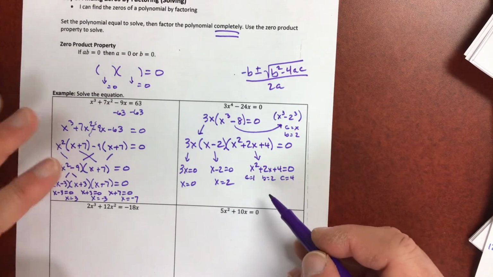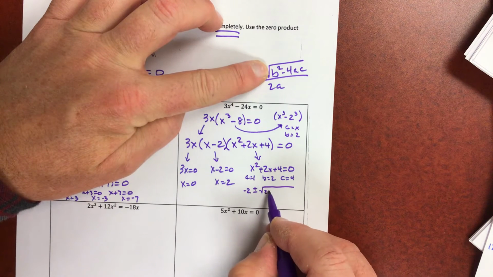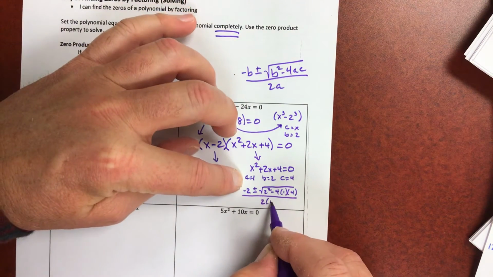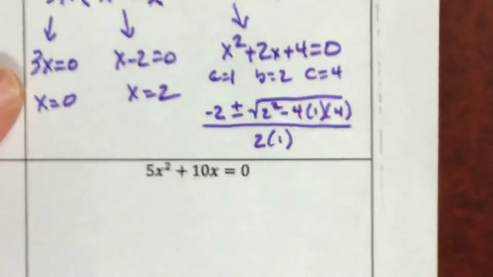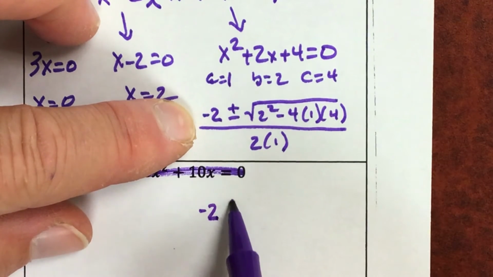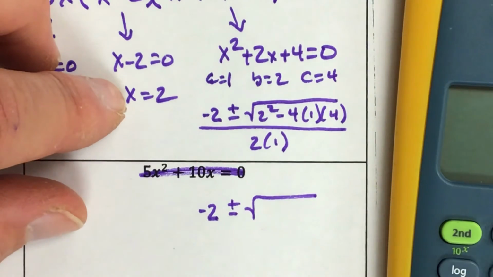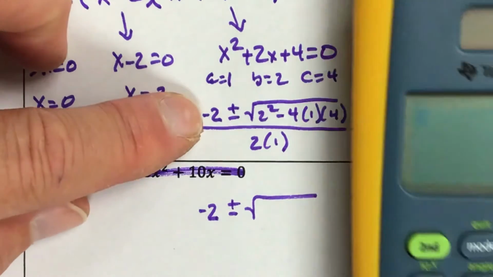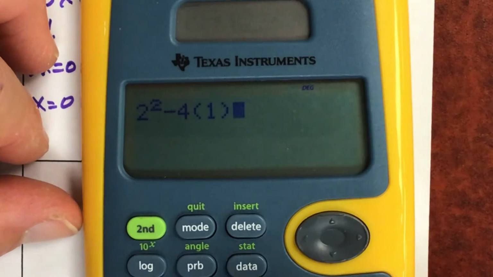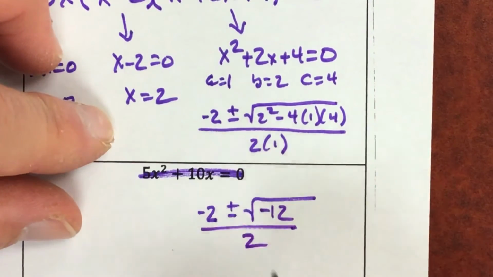So then we take this information and we plug it in. The opposite of b, so that's the opposite of 2, plus or minus the square root of b squared minus 4 times 1 times 4 all over 2 times a, which is 1. All right? So now I'm going to go ahead and knock this off, and bring this down here. This is opposite of b, which is negative 2, plus or minus the square root of, well, what's 4 minus 16. So again, if you put that into your calculator, 2 squared minus 4 times 1 times 4, you're going to get negative 12. Oh boy, negative 12 over 2.